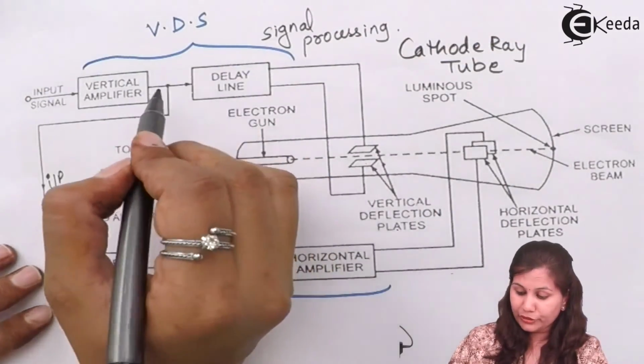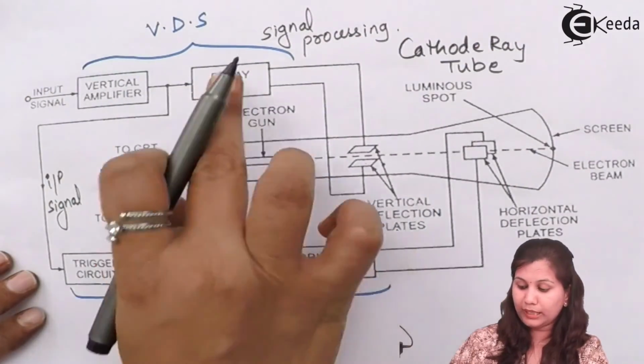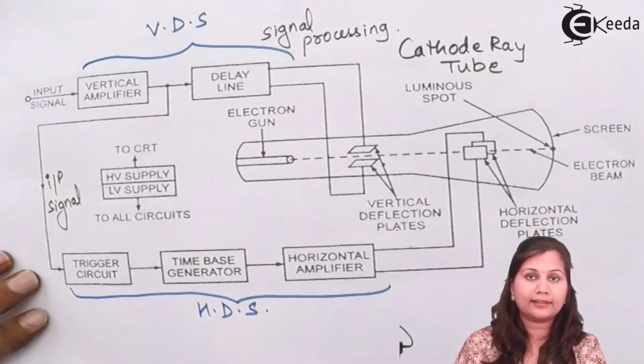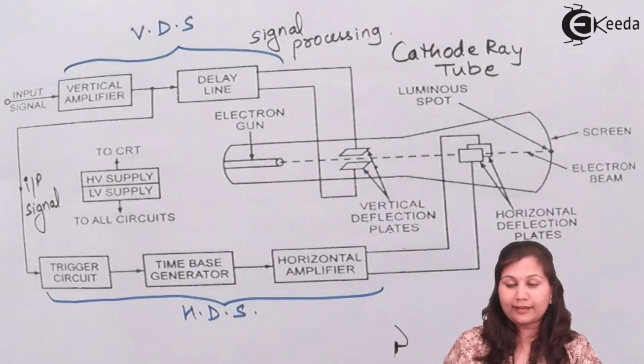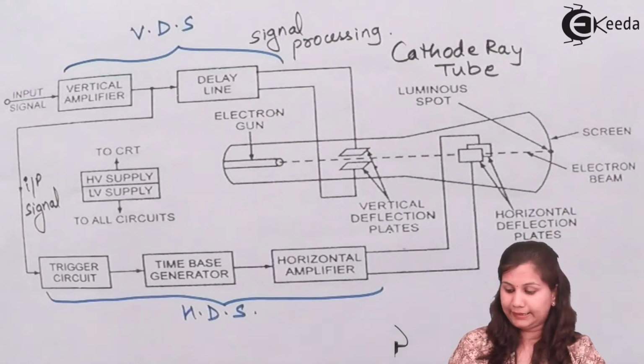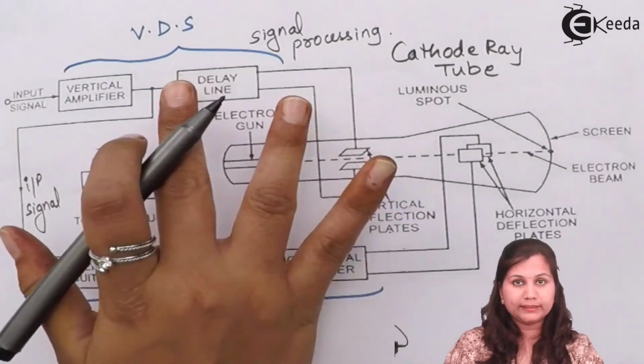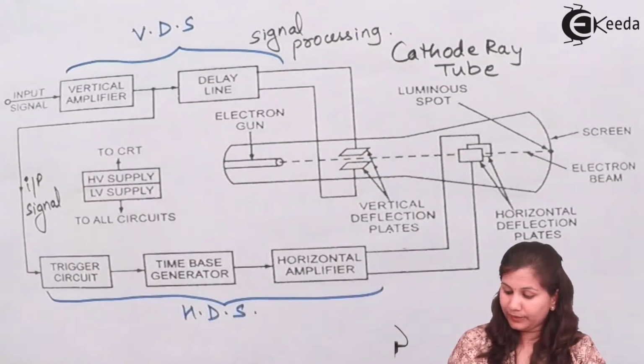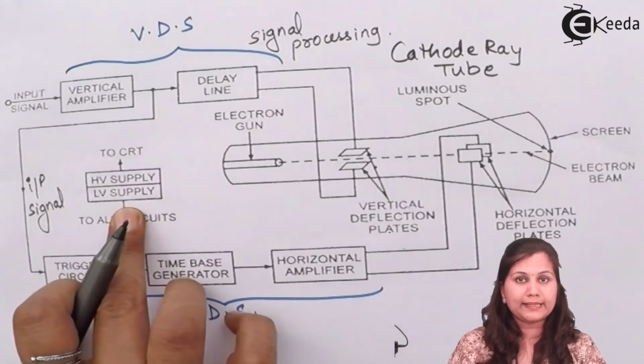So in order to ensure that the horizontal input and the vertical input start at the same time, that is the function of the delay line. So that completes the vertical deflection system. Now we are left with the power supply section.